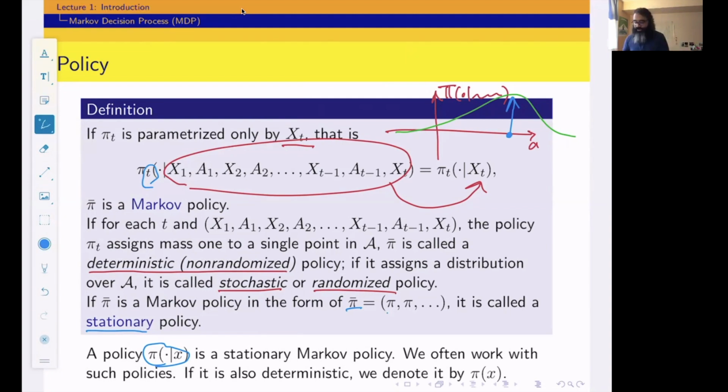So we can have a combination of them. We can have a stationary policy that is Markov, or maybe it is not Markov. Or maybe it's a stationary policy that is Markov and stochastic, or deterministic. When a policy is a stationary Markov policy, we usually use the notation π(·|x). And if it is deterministic, we use the notation of a function as a mapping, π(x). So that would be essentially our notation.